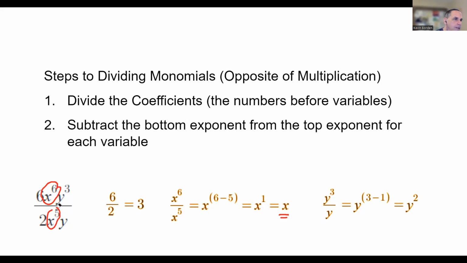Moving on to y. We have y to the 3rd over y. We set up that fraction, y to the 3rd over y. That becomes y to the 3 minus 1, remembering that when there is no exponent, there really is an exponent of 1. We subtract those two, and we are left with y squared. So we put together our answer at the end here, 3 times x times y squared.